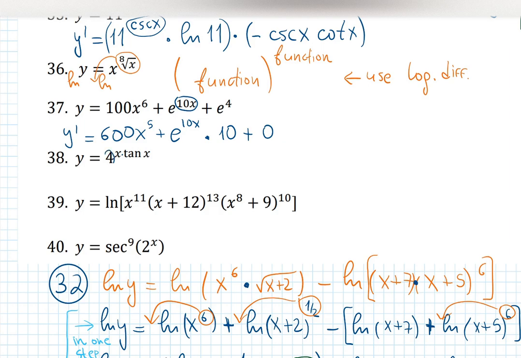Now, for 38, 4 to the x times tangent x, is this a function-to-function case or not? Well, 4 is just a number, so it's actually an a to the function case, an a to the x case. So a to the x, we know the formula. A to the x gives me a to the x, natural log of the base a. So here it will be, copy first, 4 to the x tangent x, copy, times the derivative times natural log of the base, ln 4.